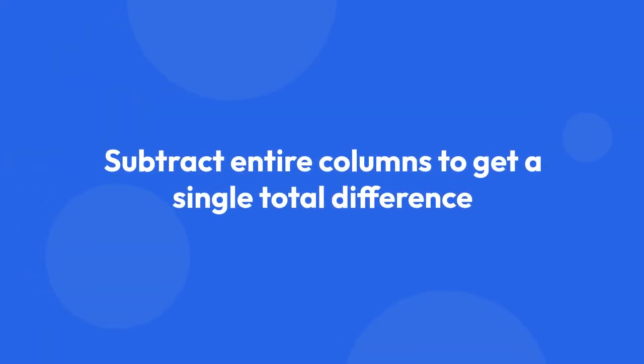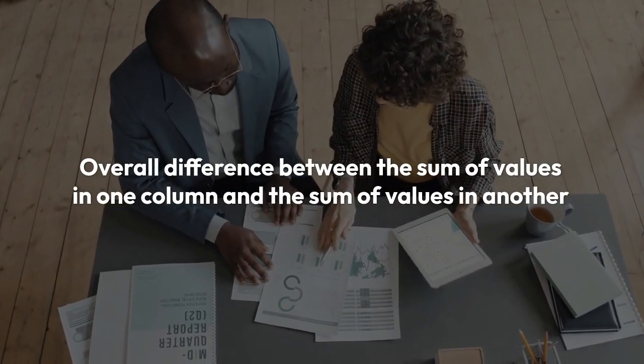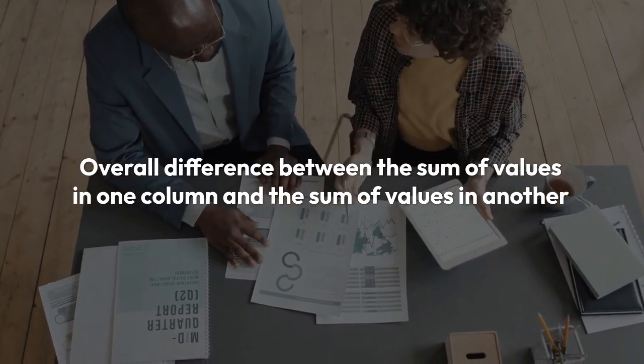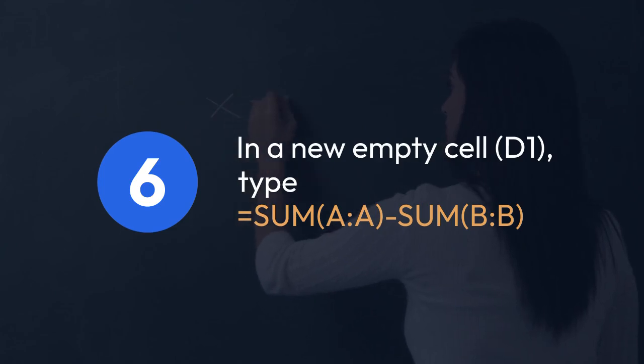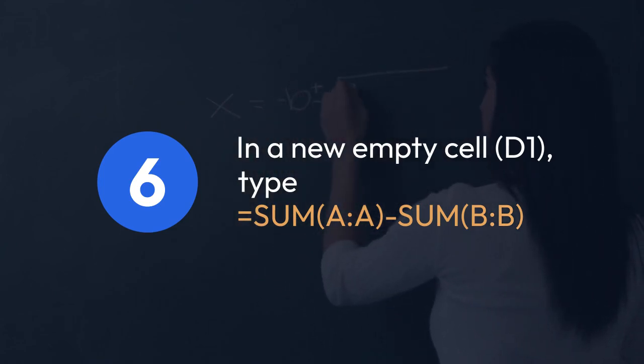Now let's look at how to subtract entire columns to get a single total difference. This scenario is useful if you want to know the overall difference between the sum of values in one column and the sum of values in another. 6. In a new empty cell, let's say D1, type =SUM(A:A)-SUM(B:B).